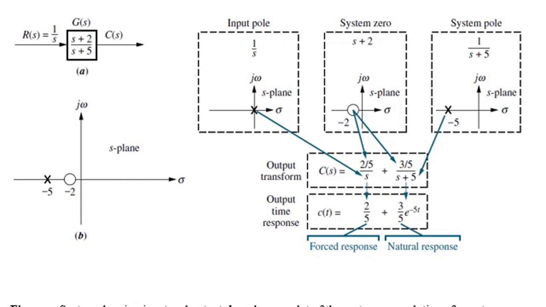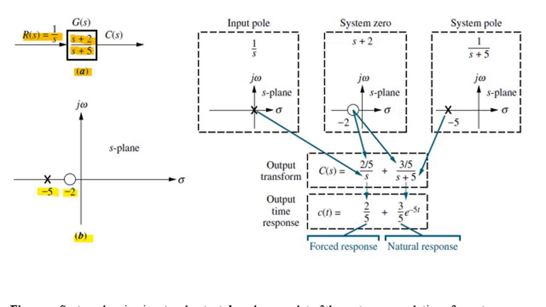Dear students, the same example can also be studied with the help of the pole-zero plot. Figure A represents the original system with transfer function s plus 2 divided by s plus 5. The input of this system is a step, which is equal to 1 over s. Figure B shows the pole-zero plot of the transfer function of the system. In this plot, we have a pole at -5 and a zero at -2.